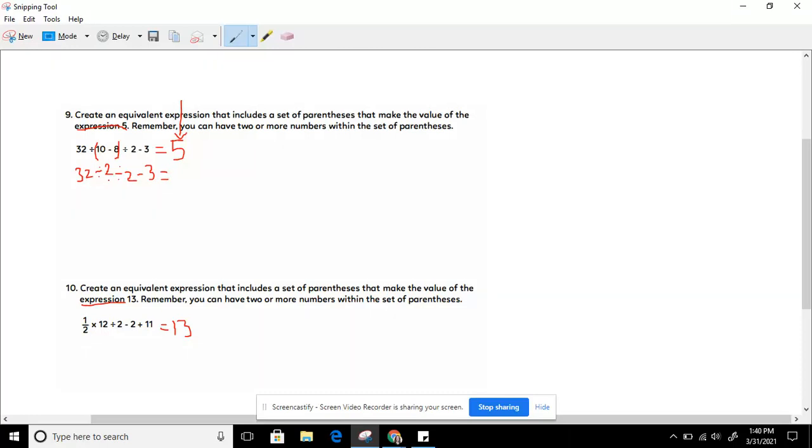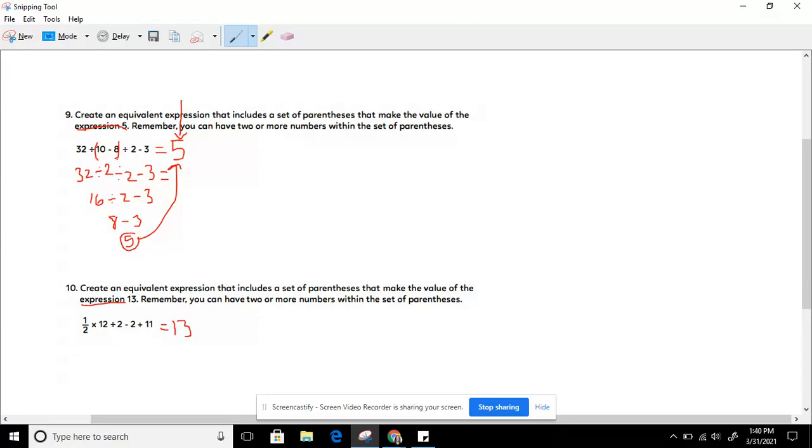We're going left to right. We've got division here first. So 32 divided by 2 would get us 16. 16 divided by 2 minus 3. Again, we've got division next. 16 divided by 2 is 8 minus 3. And then 8 minus 3 gets us 5. Is that the same as what they want the expression to be? Yes. So where do the parentheses need to be to make this expression equal to 5? Around the 10 and the 8.